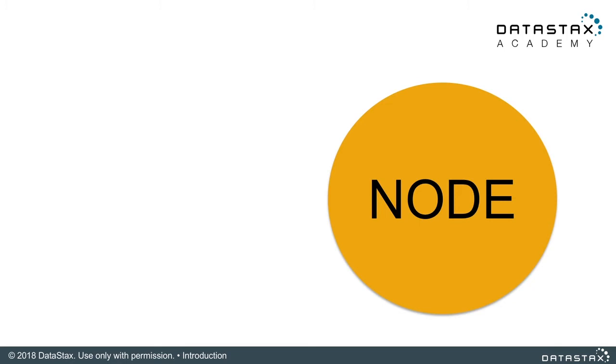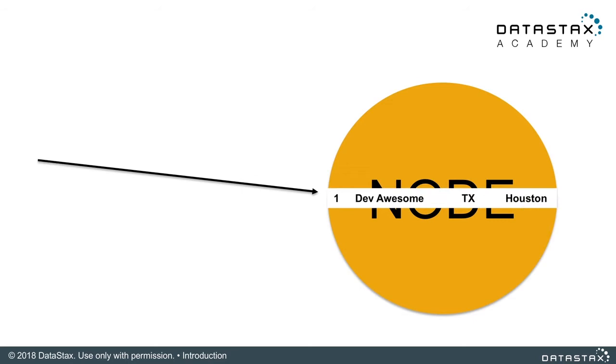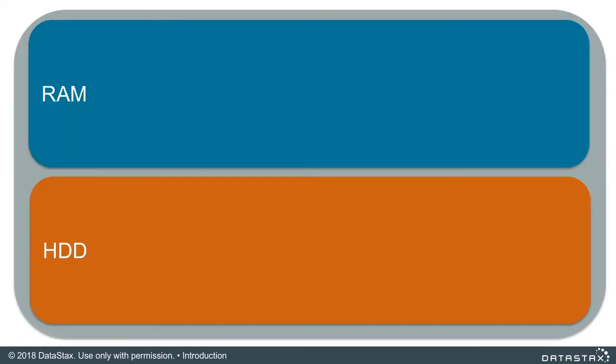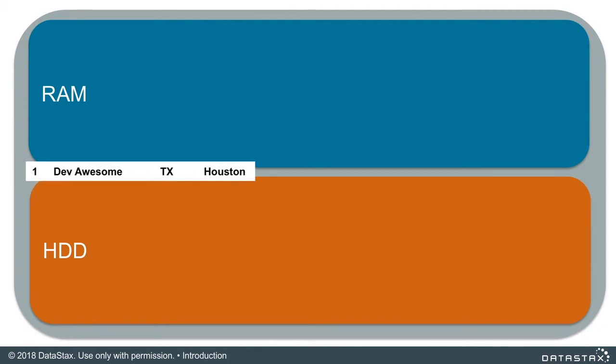Here is our lone node we saw in previous sections. In comes the write. We're going to store some user data inside of our node. Let's zoom into the node and see exactly how this happens. At the top, you'll see we have RAM, and at the bottom, we have hard disk space. Here comes that same write. Let's just look at the data quickly. We have a key of 1. The name of the user is DevAwesome. This user lives in Texas, in the city of Houston. By the way, in this example, all the users live in Texas, and we're clustering by the city.